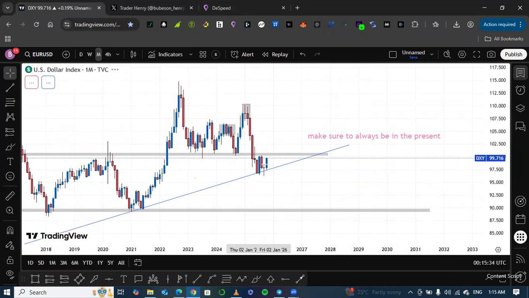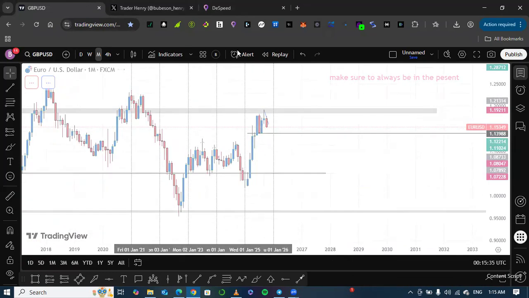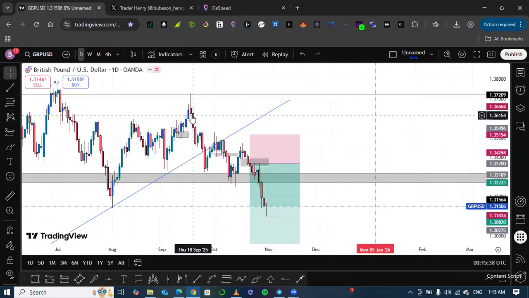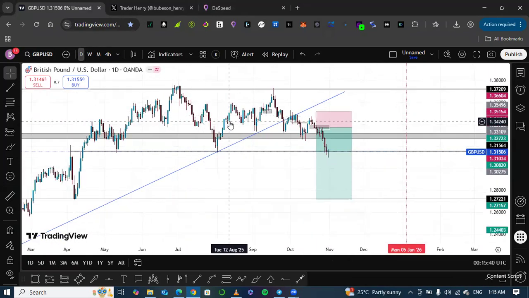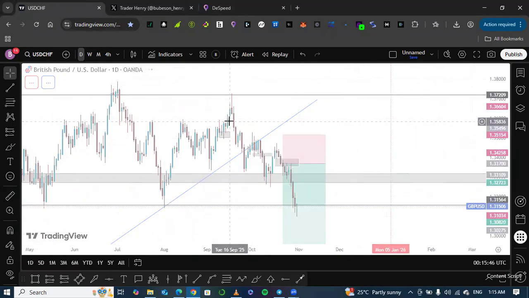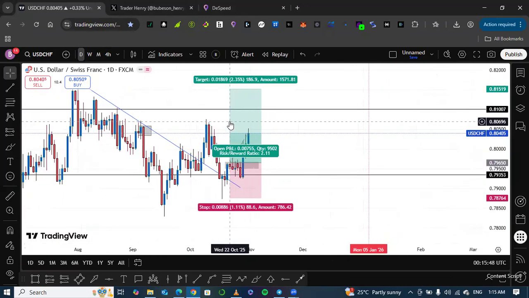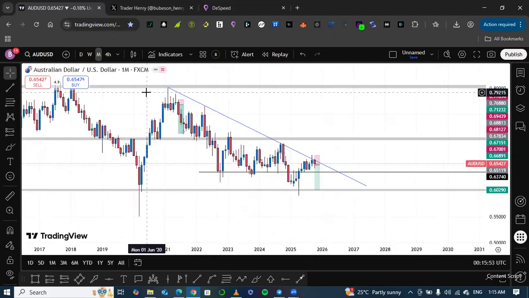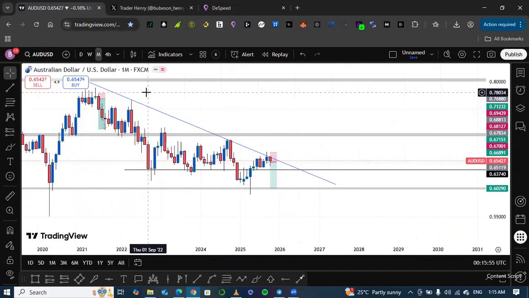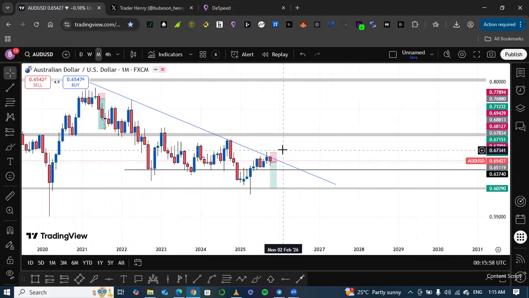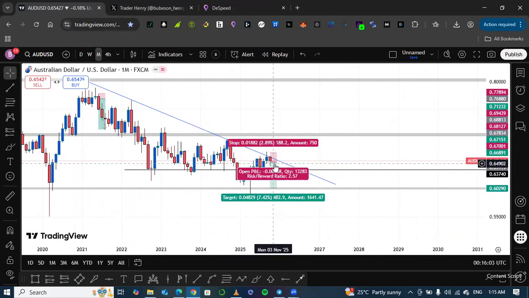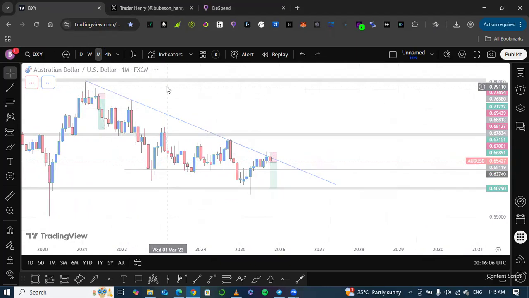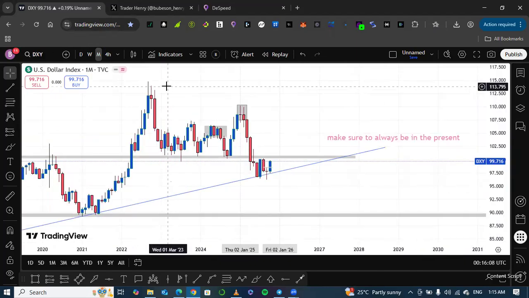For example, I'm already on USD sales using the daily time frame. I did this entry using the daily time frame, and I also sent this signal out to my Telegram channel and my WhatsApp channel. I'm also on USD CHF longs, and I'm also on AUD USD shorts. AUD USD shorts is the only one that is still lagging behind, but hopefully, let's give it just a little bit of time, maybe some couple more days.